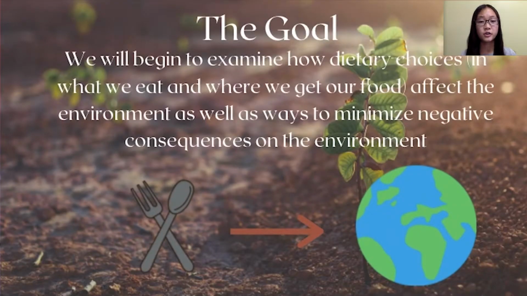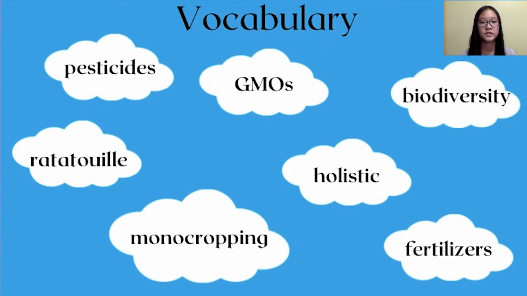So the overall goal of this video and the others under the category of cooking and agriculture is to examine how dietary choices, which is basically what we eat and where we get our food, affect the environment, as well as ways to help the environment. These are some vocabulary words that you can watch out for throughout the presentation. I will define them as they come up, although I'm sure many of you are already familiar with Ratatouille from the Pixar movie.